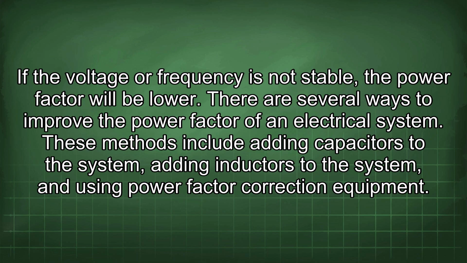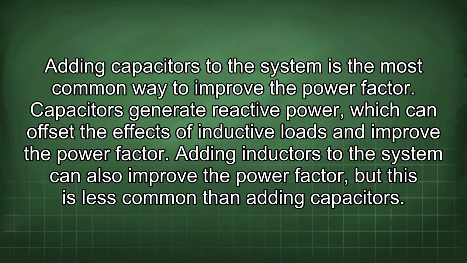There are several ways to improve the power factor of an electrical system. These methods include adding capacitors to the system, adding inductors to the system, and using power factor correction equipment. Adding capacitors to the system is the most common way to improve the power factor. Capacitors generate reactive power, which can offset the effects of inductive loads and improve the power factor.